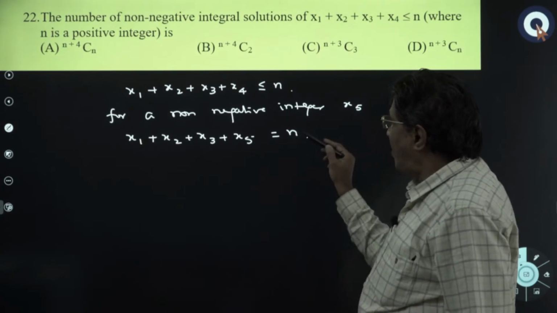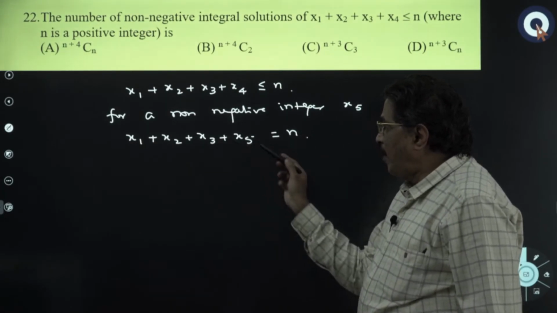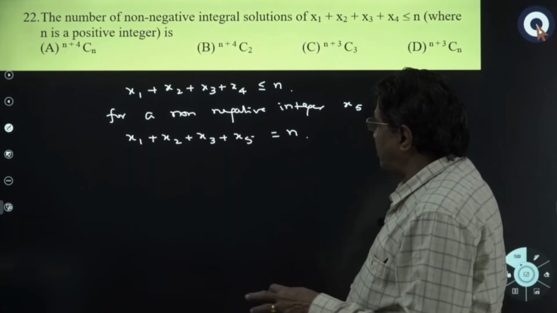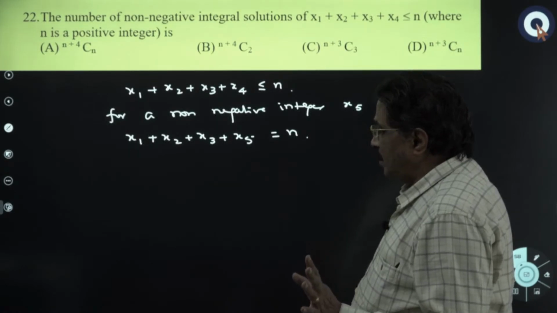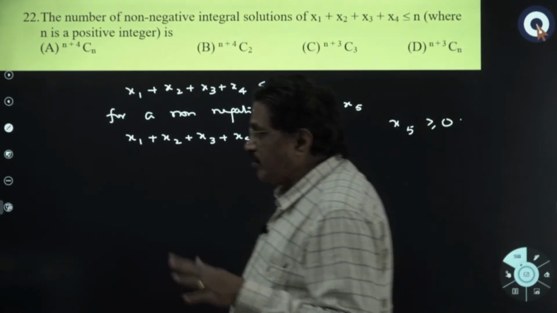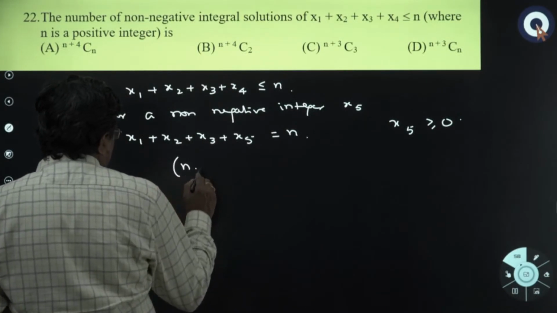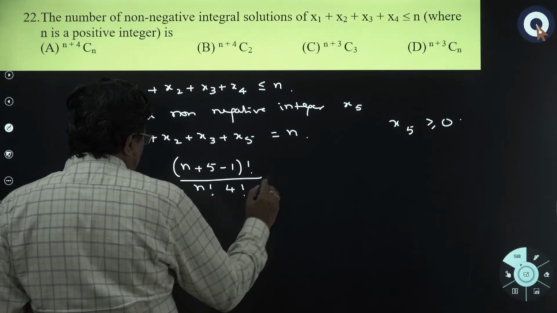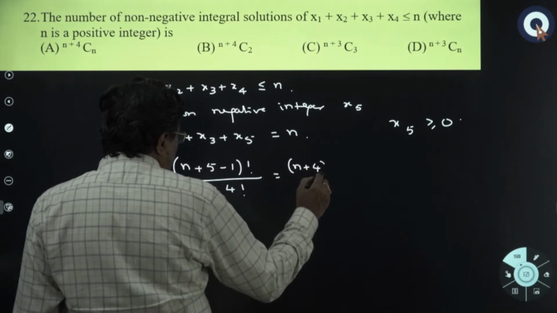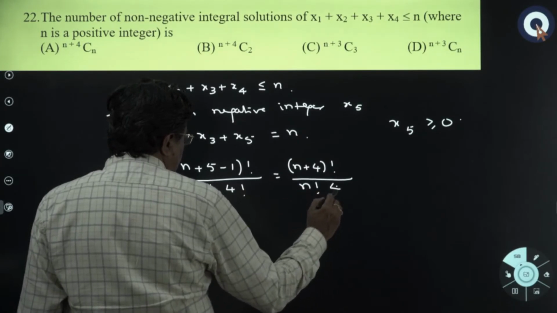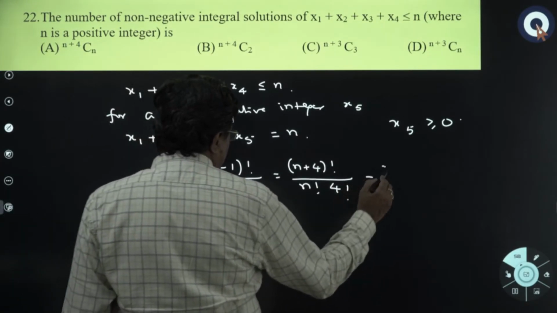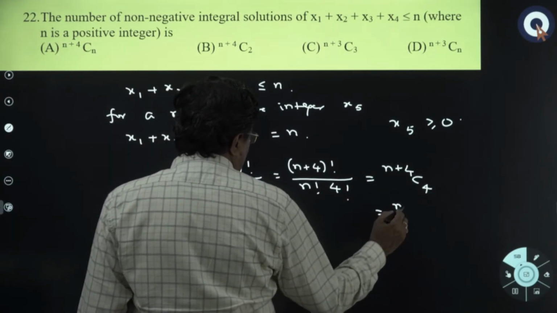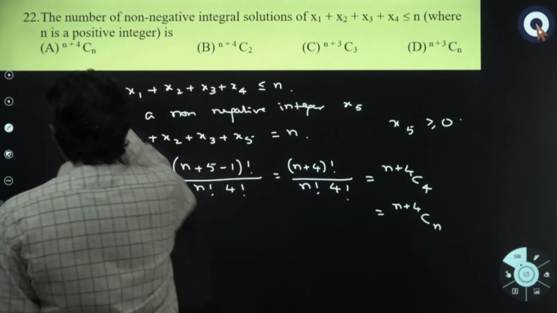So it is the question of dividing n identical things among 5 people, non-negative, so 0 is allowed, blank lots are allowed. So it is a question of dividing n identical things into 5 parcels, blank lots allowed. So (n plus r minus 1) factorial by n factorial into (r minus 1) factorial, which is n plus 4 C n, or n plus 4 C4, anything you can say. So option A is correct.